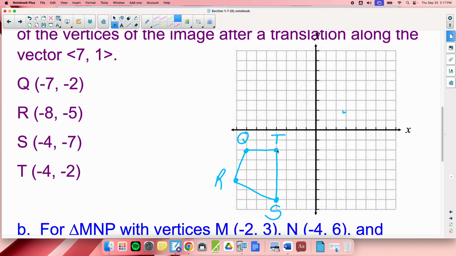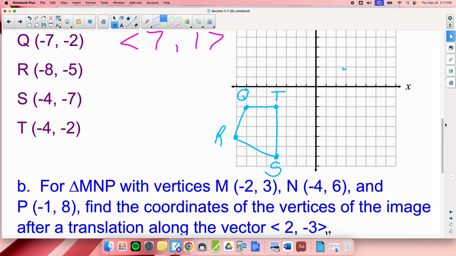Now, what you do is they're gonna give you a vector. And this time they give us 7, 1. Do you guys get if you were plotting 7, 1, wouldn't we go over 7, up 1? Do you guys get that? Right, 7, up 1. So what we do in this case is for every point on our graph, we count over 7, up 1. So if I do that, say I'm moving my T, I go over 7, 1, 2, 3, 4, 5, 6, 7, up 1, and that is my new T, so I call it T prime.